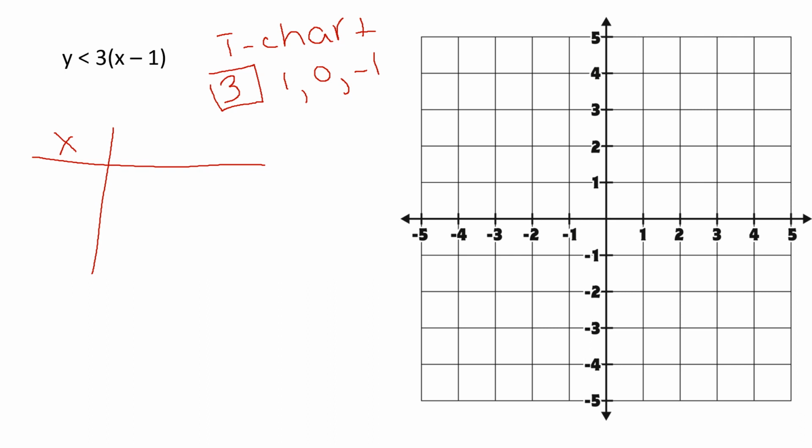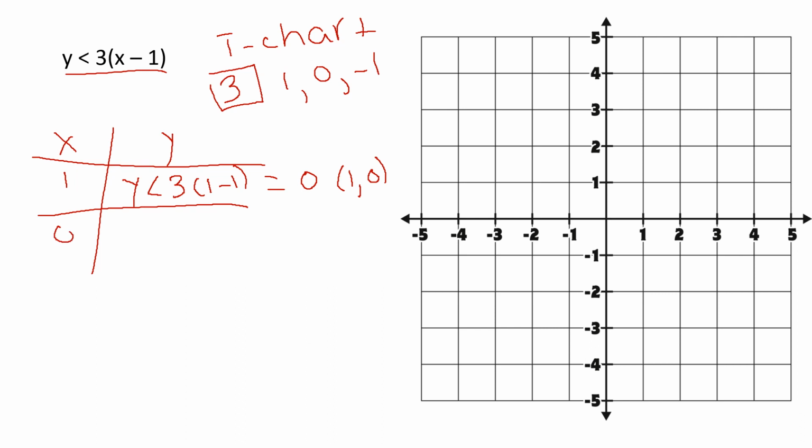So let's say when x is 1, then what I get is, plug it in to this equation and solve. And because I have a calculator, I'm going to literally type this in, which I really don't even have to type in because 1 minus 1 is 0. And 3 times 0 is 0. So my first coordinate I'm going to have is 1, 0, x and y.